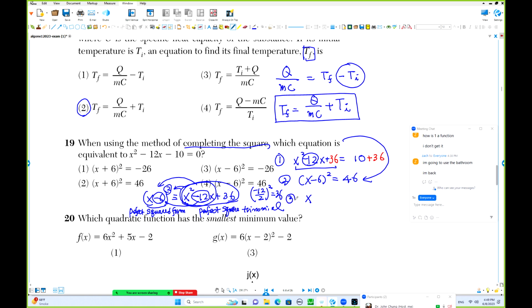What is it? Square root. So x minus 6, square root, is plus or minus square root of 46. After that, plus 6, so the solution is finally 6 plus or minus square root of 46. But we need to find this one: x minus 6 squared equals 46. So choice 4 is what we set, complete the square.